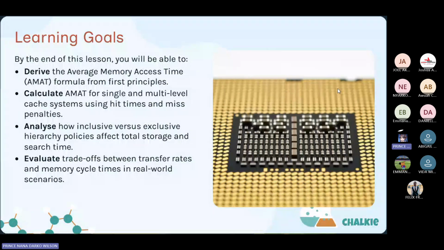AMAT for single and multi-level cache systems using hit times and miss penalties. And also analyze how inclusive versus exclusive hierarchy policies affect total storage and set time. And then you evaluate the trade-offs between the transfer rates and the memory cycle times in real-world scenarios. Let's get right into it.